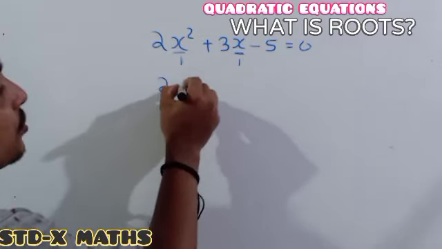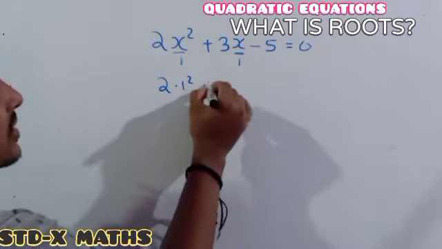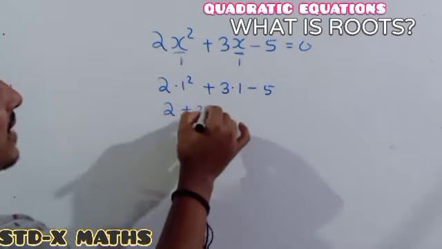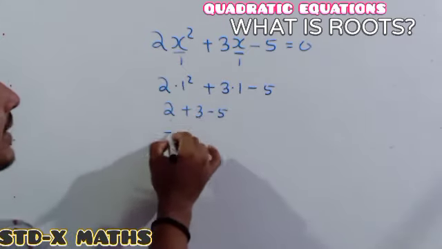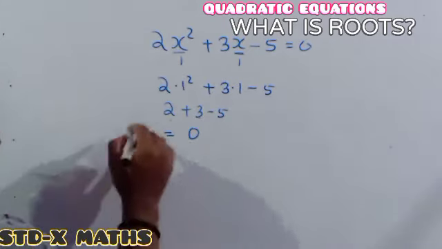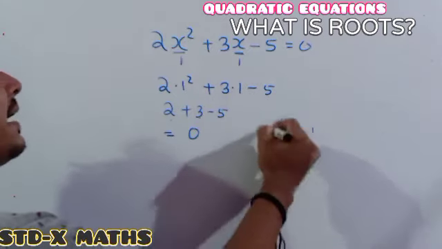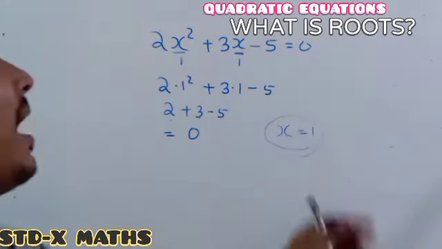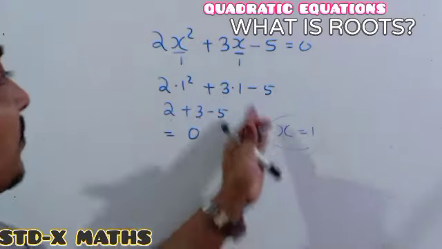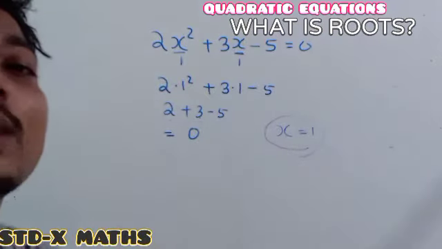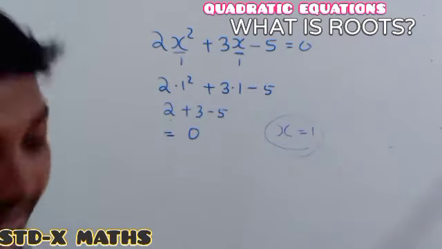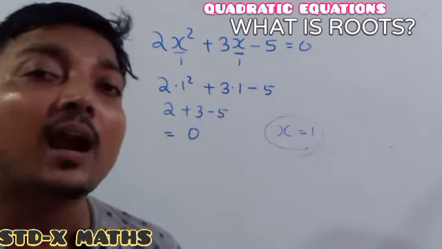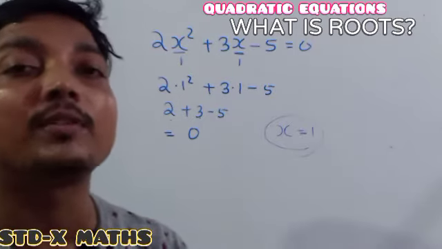So this one becomes 2 into 1 square. This one becomes 3 into 1, and here it is minus 5. And clearly it becomes 0. 2 plus 3 equal to 5, minus 5, is equal to 0. As we are getting, for x equal to 1 the left side of the equation becomes the right side of the equation. So x equal to 1 we can call the 0 of the quadratic equation, otherwise the root of the quadratic equation. Understood perfectly? Now the question comes how to find out the 0 of the quadratic equation.